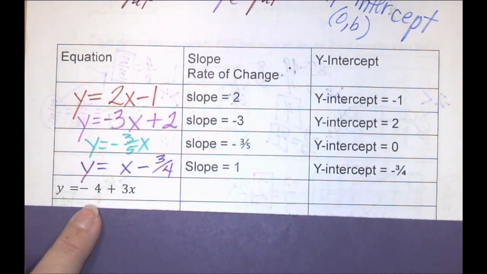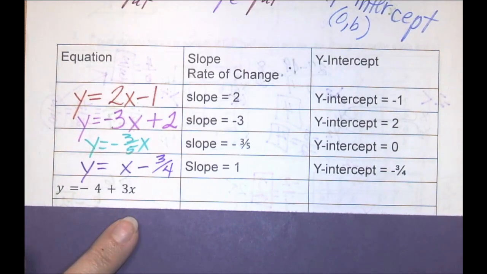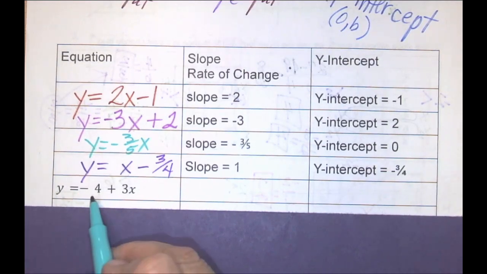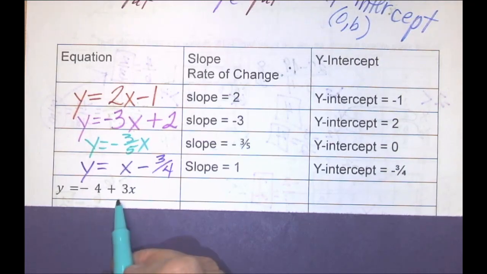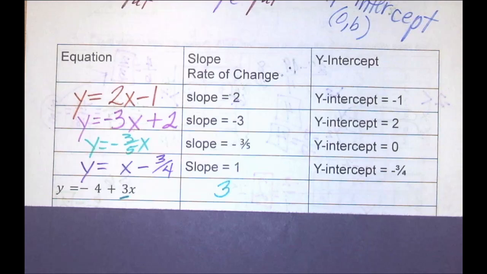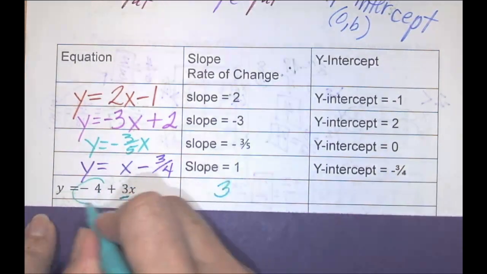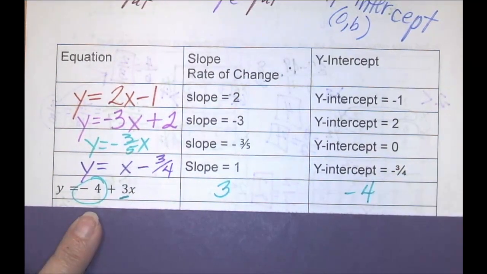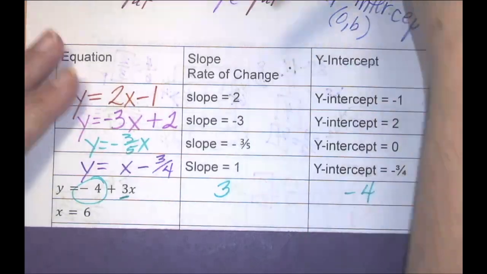So now, if you see this equation, which one's this? Can you look at it and identify the slope and the y-intercept? Be careful because they switched the order on this, but the slope is always the one attached to the x. So the slope is 3. Your y-intercept is -4.